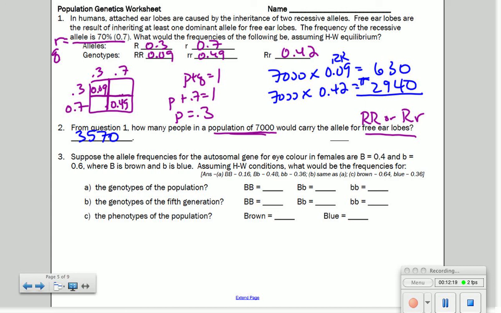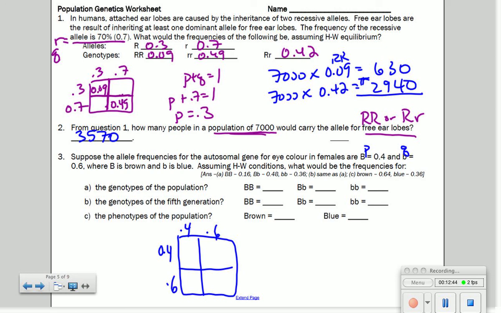Okay, so they've given me the allele frequencies. If I make a Punnett square, they're telling me that big B, which remember is P, and little b, which is Q, that they've given that to me. So this is 0.4, and this would be 0.6. And now it's a matter of just going in and filling in my Punnett square.